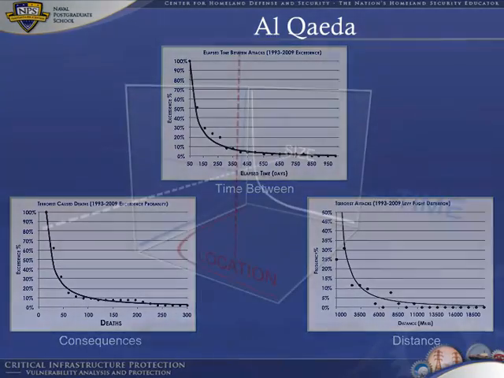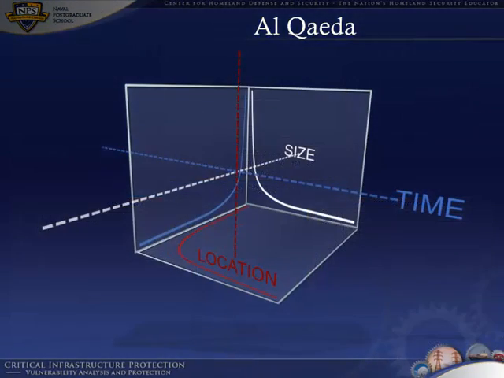So we have a space-time consequence cube for Al-Qaeda attacks. Is it possible to predict when, where, and how big the next Al-Qaeda attack will be? Not exactly. But this kind of data analytics is a type of predictive analytics that can be used to significantly narrow down the search space for potential future attacks.